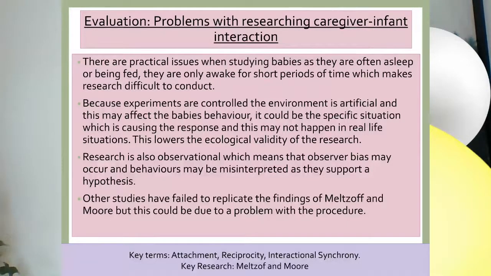The next point is the idea that research is observational. So this is a problem because we might have some observer bias here. It might be that we're looking for behaviours to happen, and as soon as we see something that is potentially a behaviour, we jump straight on that, and we don't actually think, oh well, actually no, that might have been an accident. We misinterpret things because they support our hypothesis.